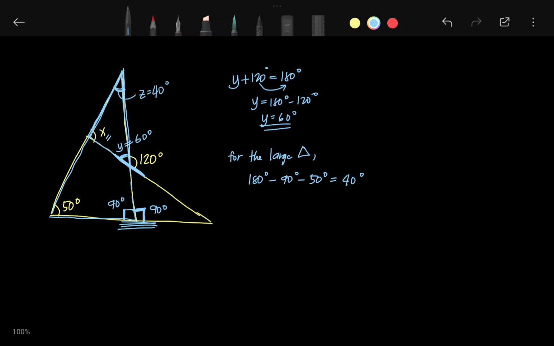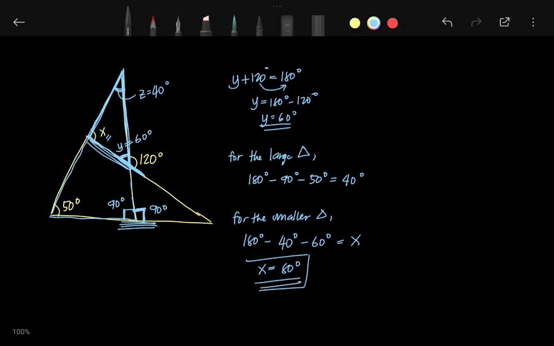Okay, we can now focus on this smaller triangle and then makukuha na natin si x. So, ang nalaman natin is, for the smaller triangle, 180 minus 40 minus 60 is equal to the left unknown. And x is equal to 180 minus 40 minus 60 is equal to 80 degrees. Alright. So, these are some examples on how to play with the characteristics and properties of triangles and angles.